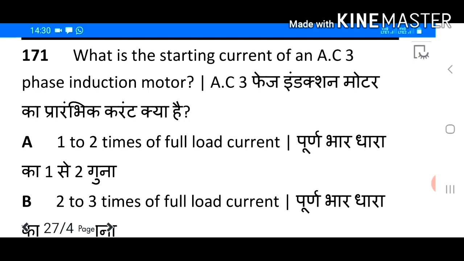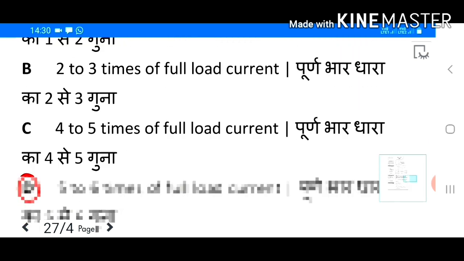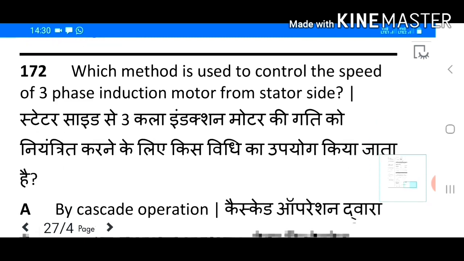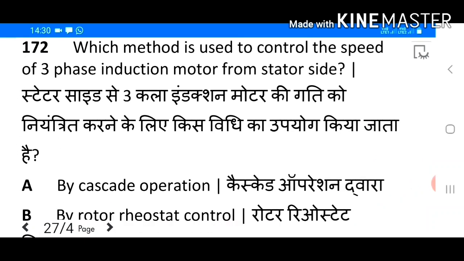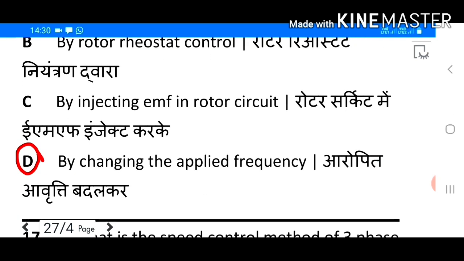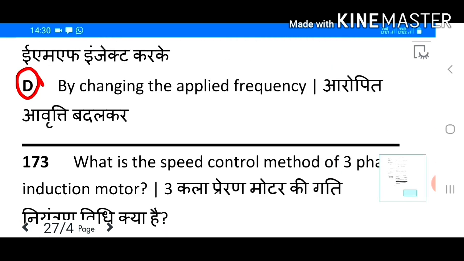171. What is the starting current of an AC three-phase induction motor? Answer D. 5 to 6 times of full load current. 172. Which method is used to control the speed of three-phase induction motor from stator side? Answer D. By changing the applied frequency.